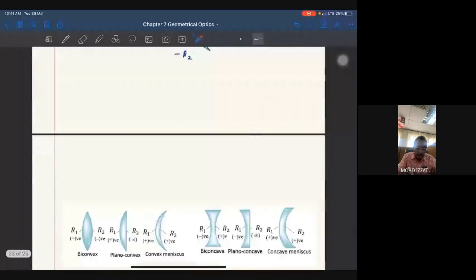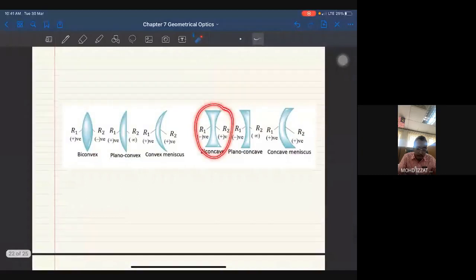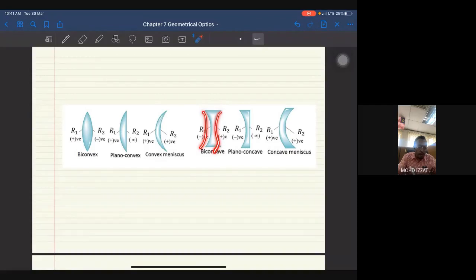Okay. So for biconcave, by its name, you can know lah. It's a bi, so two surfaces that are concave. Concave, concave, kalau tengok daripada kiri dan kanan. Plano-convex: one surface is plane, another surface is convex. Plano-concave: one surface is plane, another surface is concave.